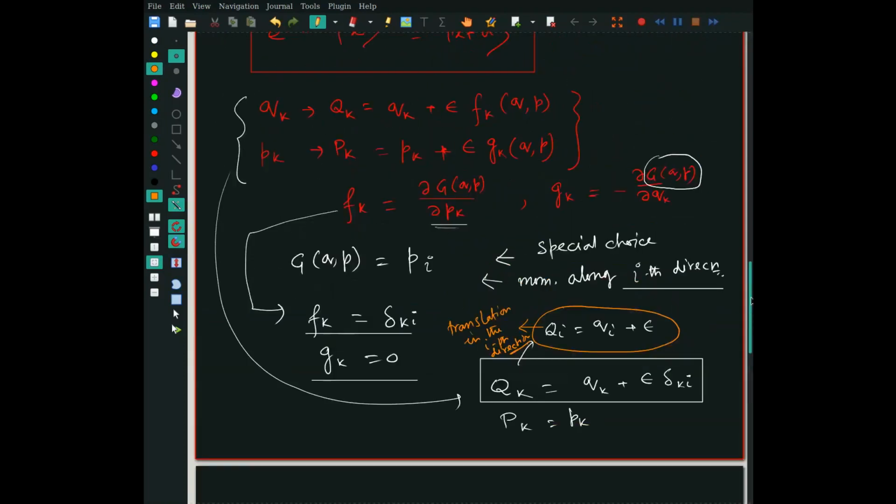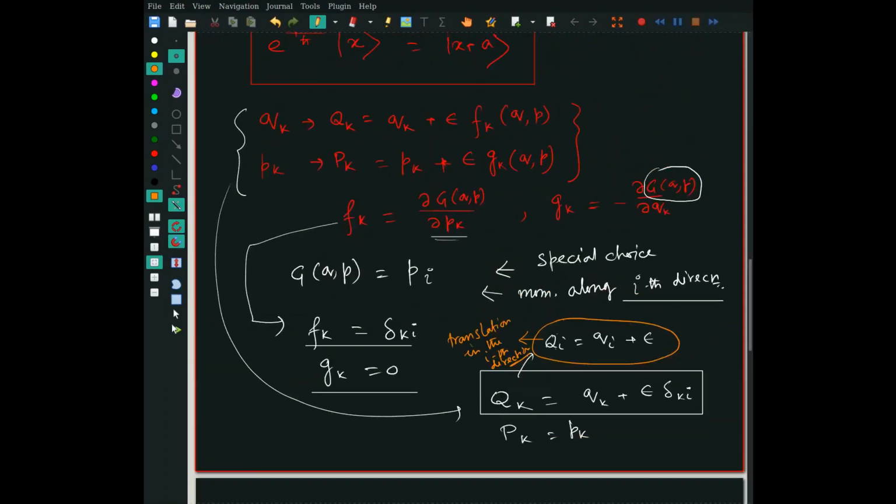Okay, that's it, nothing else. And what generates translation in the ith direction? This is your p_i. So if you take the generator to be your momentum in the ith direction, then you get a translation of coordinates in the ith direction, right?